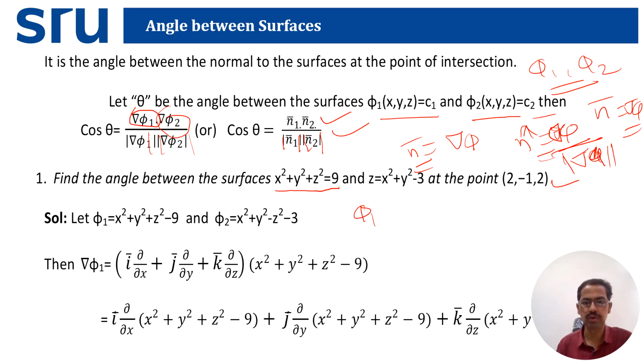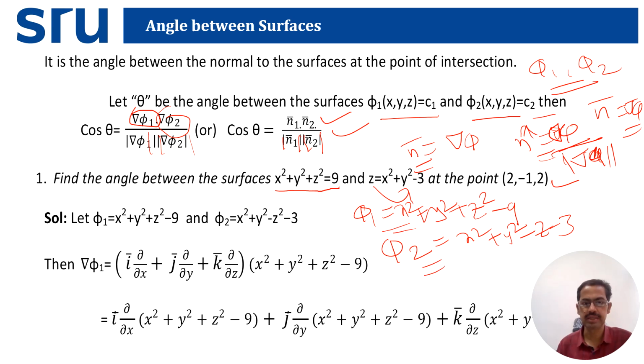Phi 1 equal to, you can write, x square plus y square plus z square minus 9 is the surface, and phi 2 is equal to x square plus y square minus z minus 3. These two are surface equations. Now calculate del phi 1 and del phi 2. Right? Del phi 1, what is that?